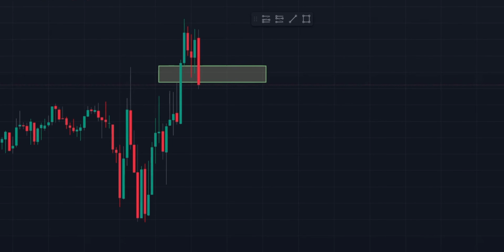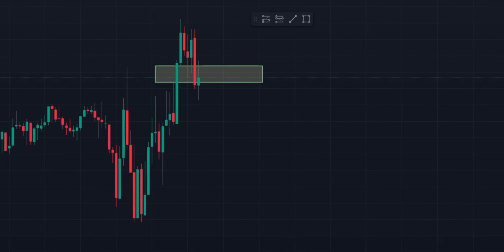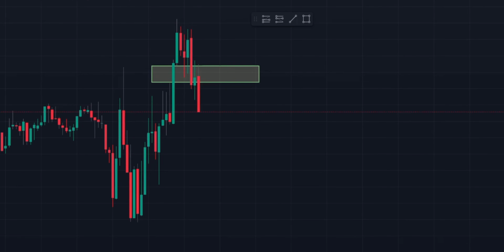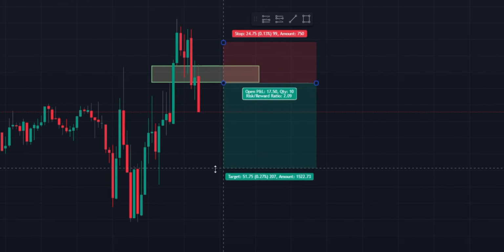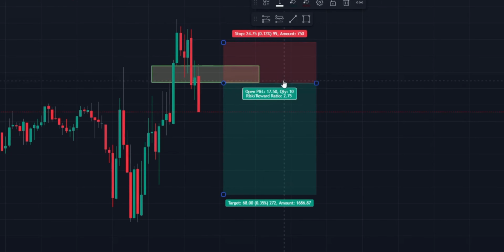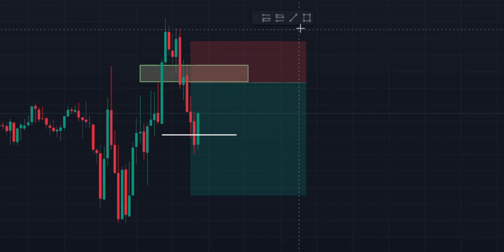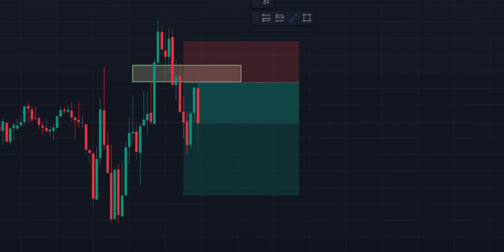Once that happens, we wait for the price to come back and retest our zone. That's where we look to enter the trade, with our stop loss placed above the fair value gap and our take profit set at the next liquidity zone below. Now let's play the chart and see how the market reacts.